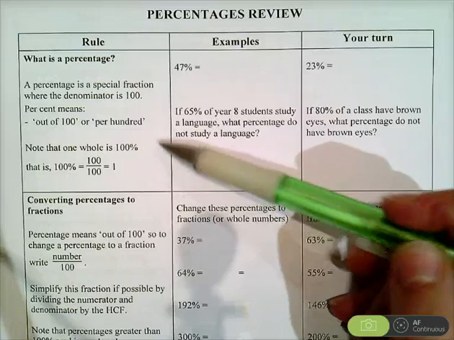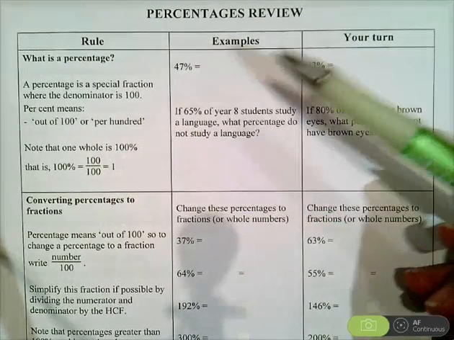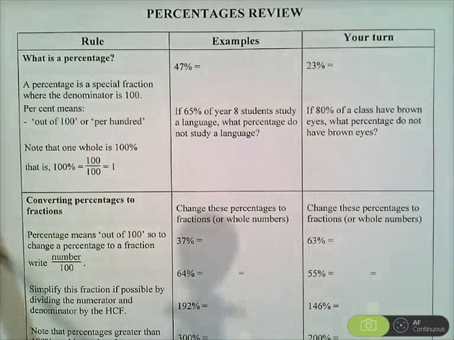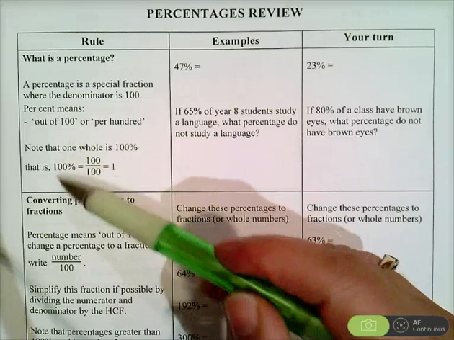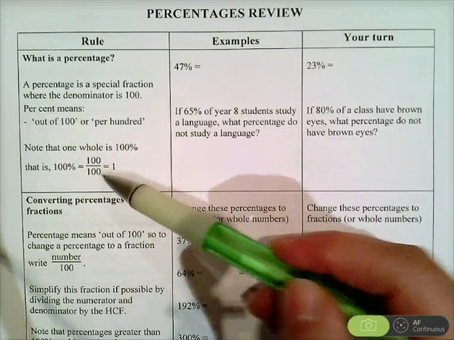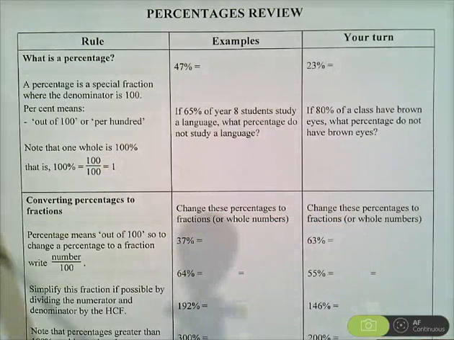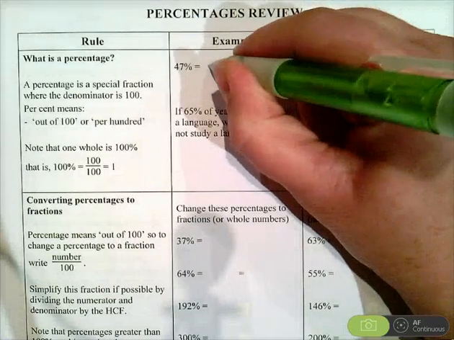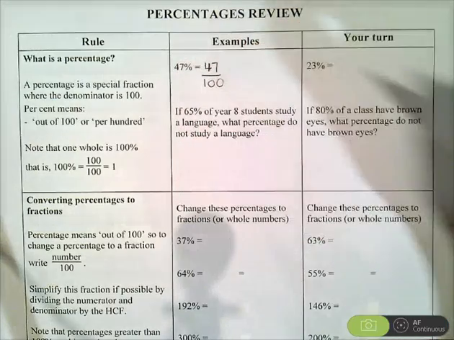Note that, for example, one whole of anything, for example, a whole pizza, you would say, right, I've got 100% of the pizza. So one whole of anything else is 100%. So remember, percent means per 100 or out of 100. So we can say 100% is 100 out of 100. Now we know that 100 divided by 100 is 1. So in our examples, what does 47% mean? 47% means that we've got 47 out of 100.